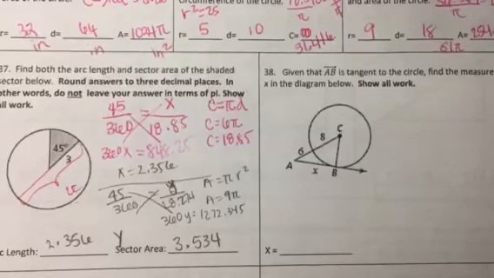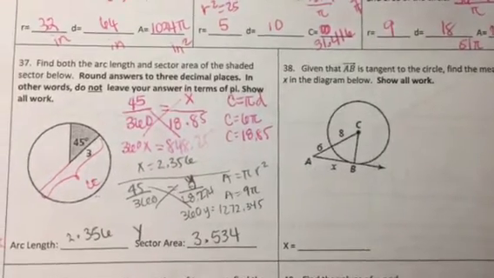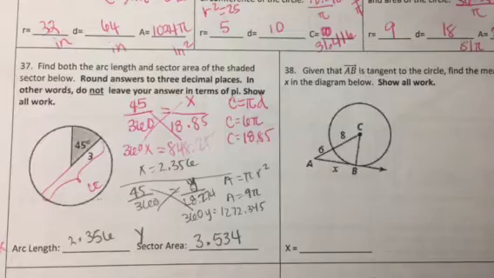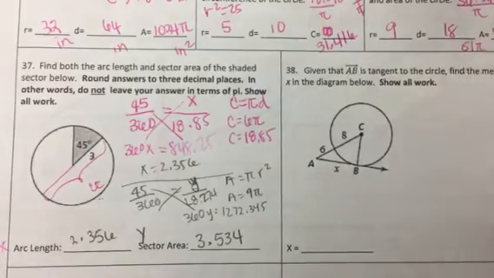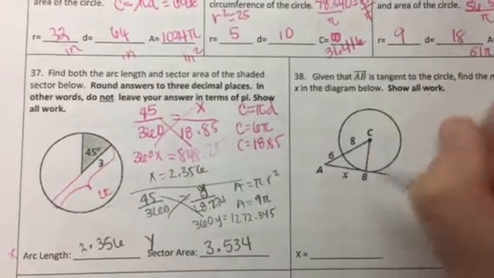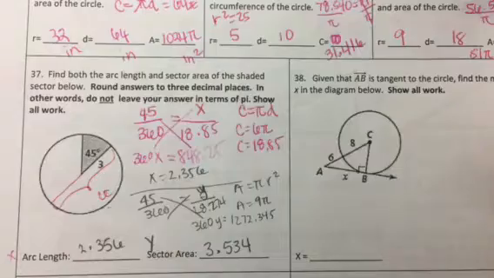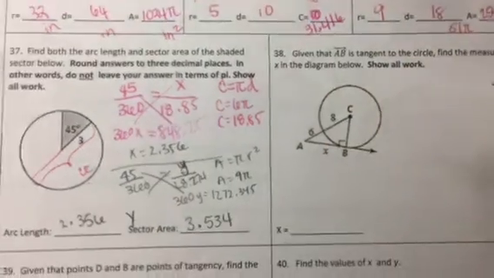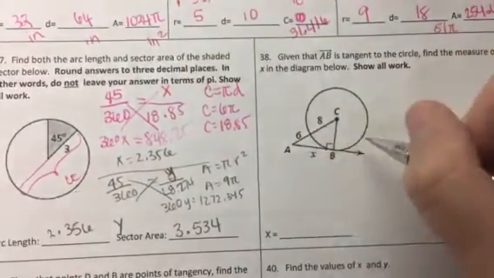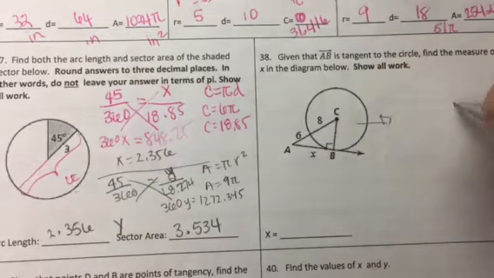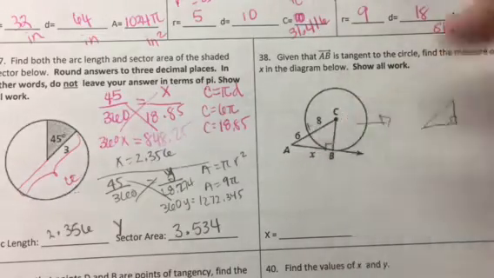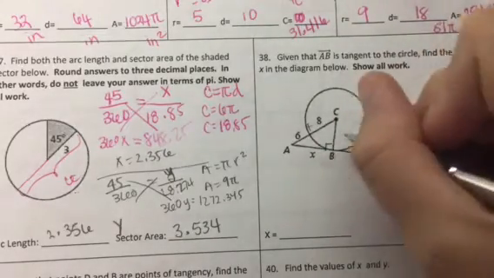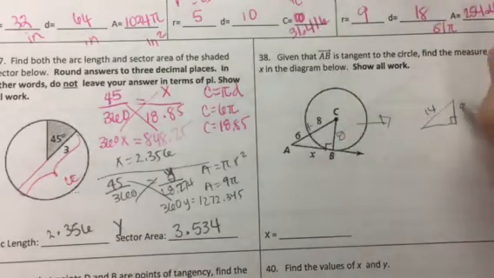Given that ray AB is tangent to the circle, find the measure of x in the diagram below and show all work. We must remember that when something is tangent to the circle and there's a radius that intersects that ray, line or segment at its point of tangency, they make a right angle, the radius and the tangent. So we have a right triangle, and if we re-sketch it over here, we know the hypotenuse is 6 plus 8, or 14. This leg is also 8 because the radius is 8, and then my unknown is x.